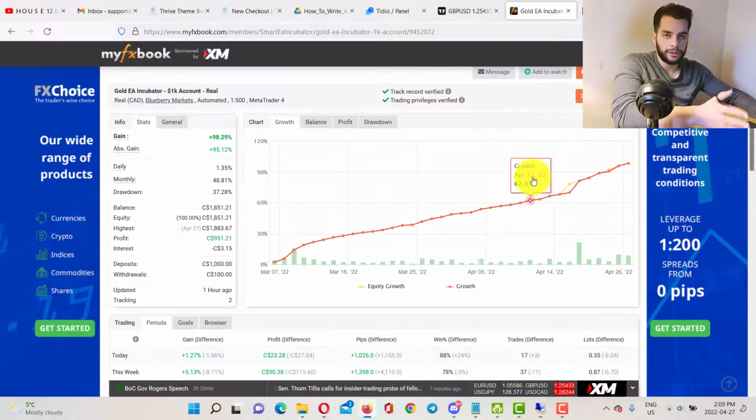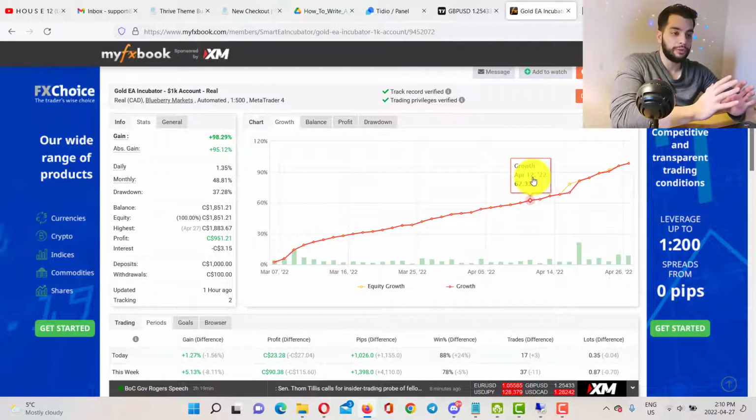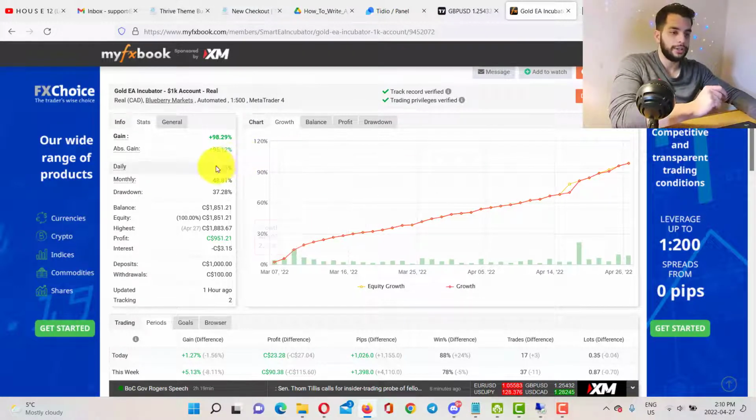So this is another way if you want to trade completely hands-free, you don't want to get involved in the market, you don't want to analyze the charts, you don't want to deal with the stress or any emotional damage, then Gold Incubator is a really good one for you. We can trade completely hands-free and just take the profits every single day, and the average daily profit is almost 1.35%, as you can see.